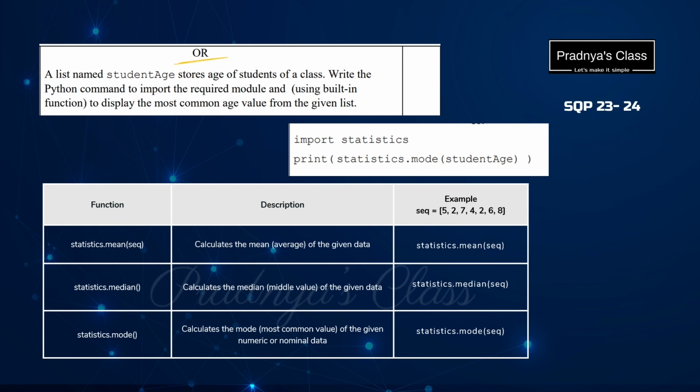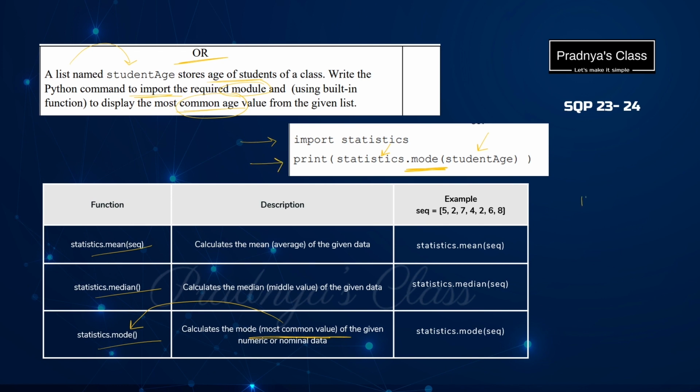For that question we have an OR option. There is a list. The name of the list is student age which stores the age of the students. We need to write the Python command to import the required module. First we need to import the module and then we have to find out the common age from the given list. To find out the mean, median and mode we have the statistics module that we have imported. Common age we need to find out. So to find the common value we have the mode function. For that we have mentioned the module name and the function from that particular module. The name of the list is student age and we are printing it.